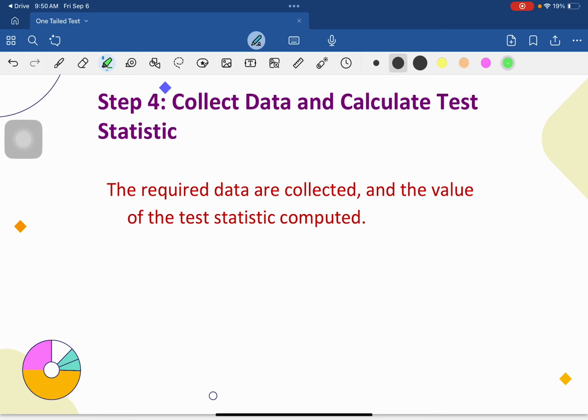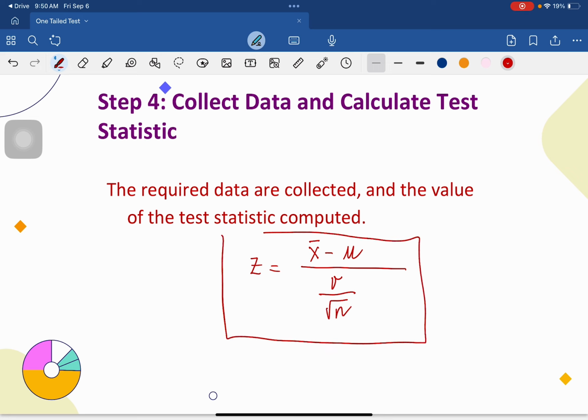Step 4 will be to collect data and calculate the test statistic. The required data are collected and the value of the test statistic is computed. Again, as I've said, we will isolate our test statistic as z equals the sample mean minus the population mean, all over the standard deviation divided by the square root of the sample size. We'll be using this for our problem solving.